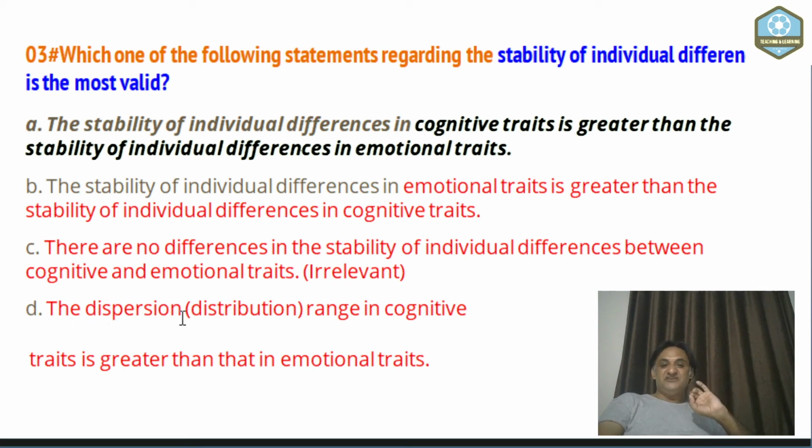The dispersion means distribution range in cognitive. Then what is the difference? Trait is greater than emotional. So here is no disruption. What is the distribution range of, we are distributing something. If somebody is distributing skills, we are talking about the overall, okay? So C and D are irrelevant, they don't make sense. However, B has something, emotional trait. Now let's talk about which one is that. What do you think? Which one is the emotional?